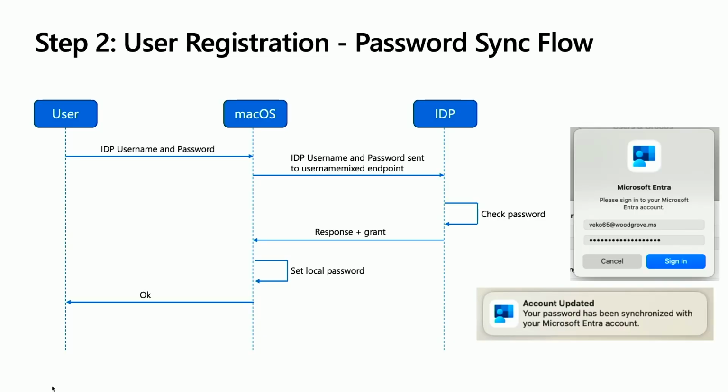So if you choose the password sync flow, we do go through step 2, user registration, and it's fairly straightforward. The user provides their username and password, so you'll see this little box pop up that says, please sign into your Microsoft Entra account. They have to provide their username and their password. We check that password using one of the protocols we talked about, and if everything's good, we return a response and a grant, and the local password is set by macOS, and we're done. They get the little notification saying, your password's synced, end of story.